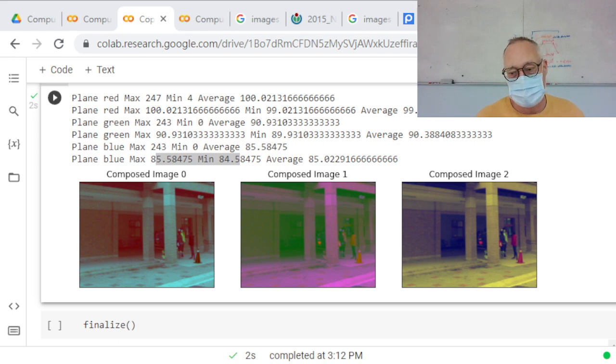Now, this particular realization here that humans are very bad at detecting shades of blue has been used in the JPEG format, for example.